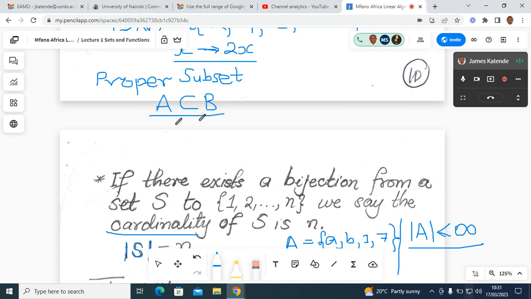So I hope that makes sense. If we are not sure whether it's a proper subset, then we give the possibility of them being equal sets. So this is A is contained in B, but could also be equal to B. But this one is what we mean by a proper subset. It's properly contained in B, meaning that there must be some elements in B that are not in A.